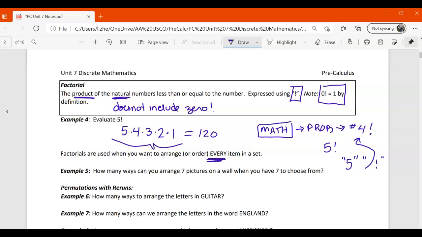Okay, factorials are used when you want to arrange or order every item in a set. So whenever you're going to use every item, you can use a factorial. Example 5, how many ways can you arrange 7 pictures on a wall when you have 7 to choose from? So obviously we're using all 7 of the pictures that are available to us. So therefore, since we're going to use all of them, we can do 7 factorial. And you can practice that on your calculator, and you will get 5,040 different arrangements.